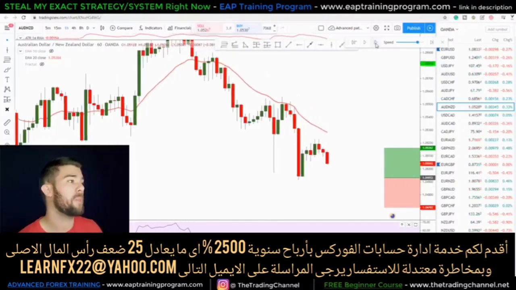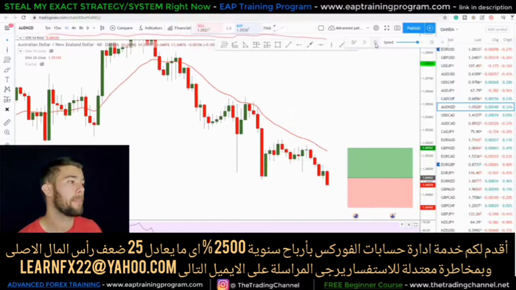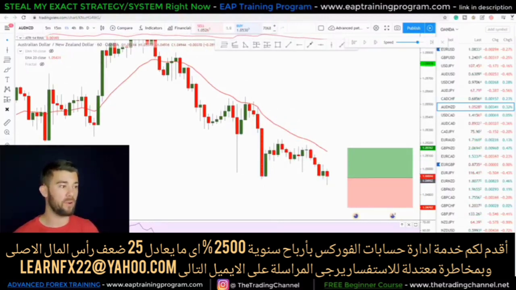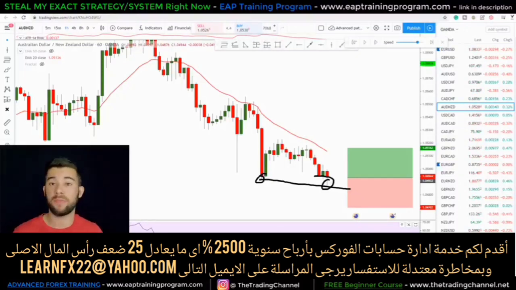Keep moving forward here. And here we have a double bottom. Okay, we have RSI divergence on the double bottom. One bottom, two bottom. These bottoms are sloping down. Here on the RSI, we're sloping up. This is a fine opportunity for me.